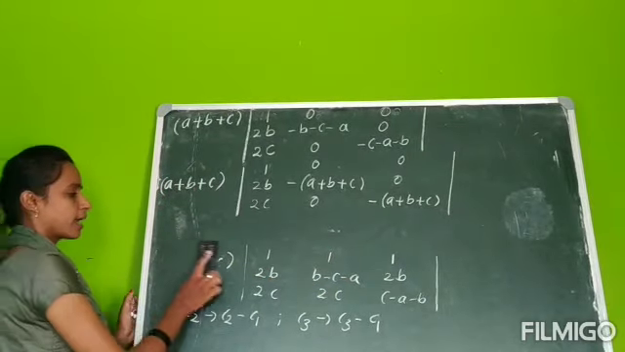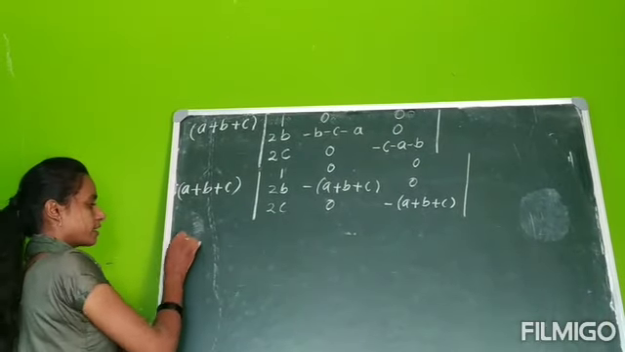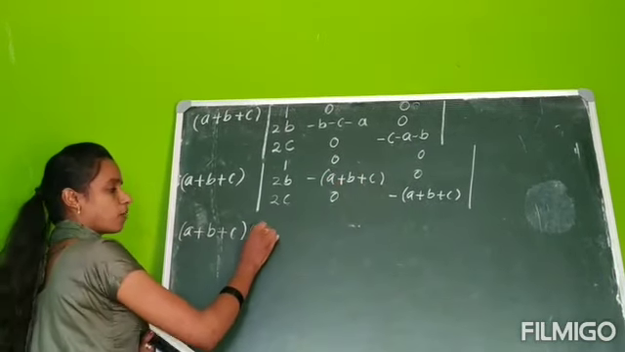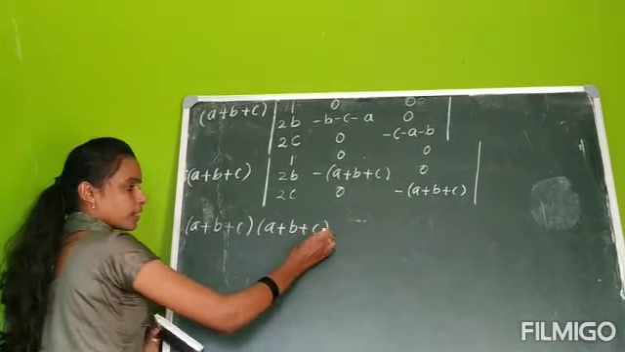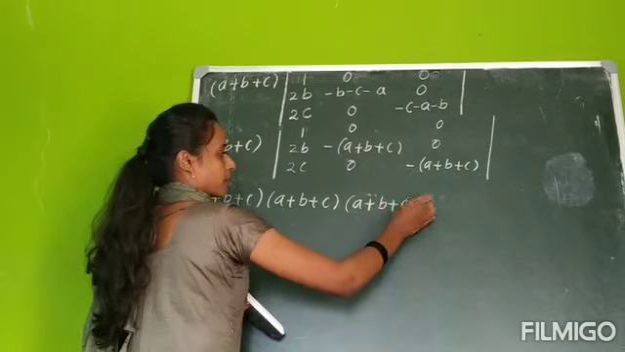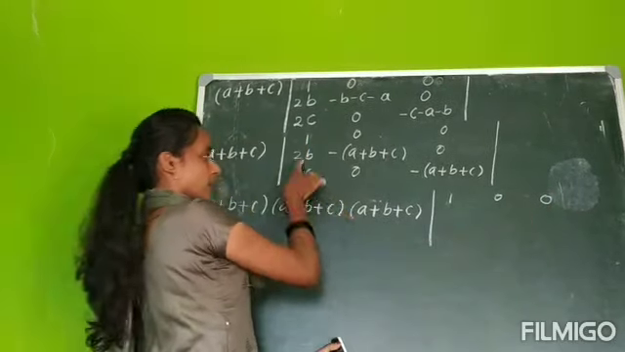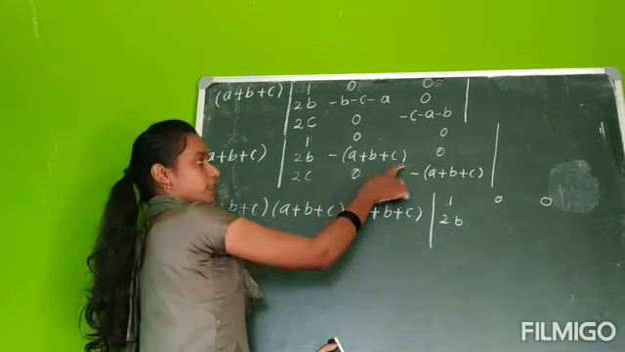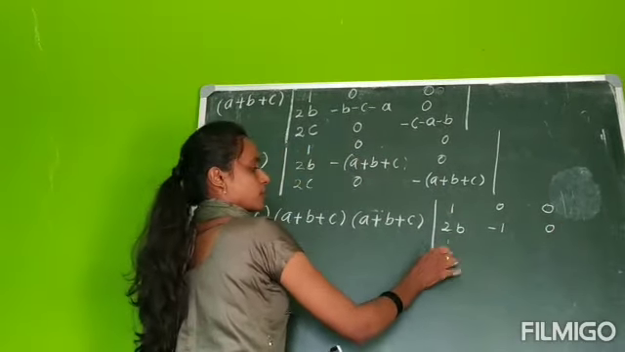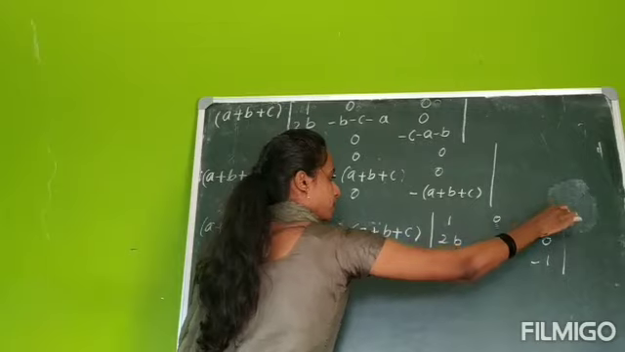Now you can take A plus B plus C as common from the C2 as well as the C3. I'll take A plus B plus C as common from the second column. Again I'll take A plus B plus C as common from the third column. And the remaining determinant is, here is 1, 0, 0. Next here is 2B. This one is, I took this whole term as common. Remaining is minus 1, 0. 2C, 0, minus 1.